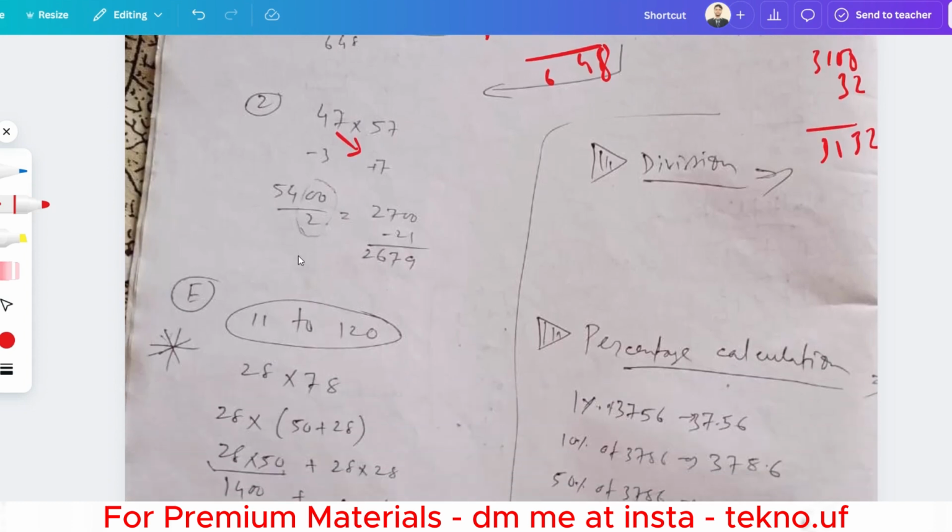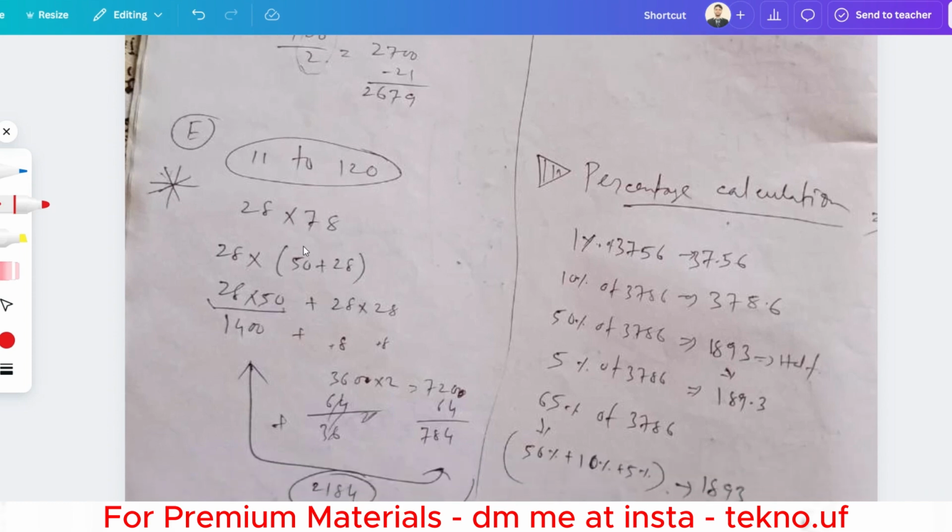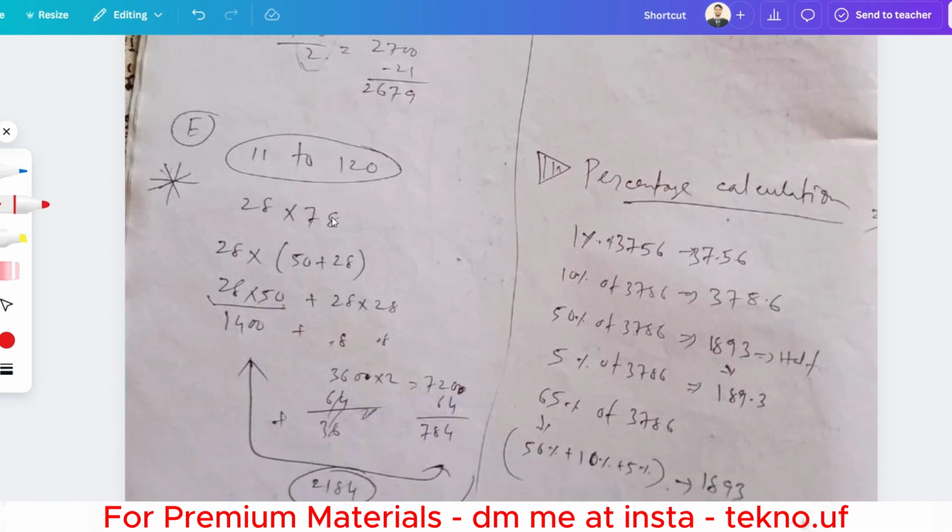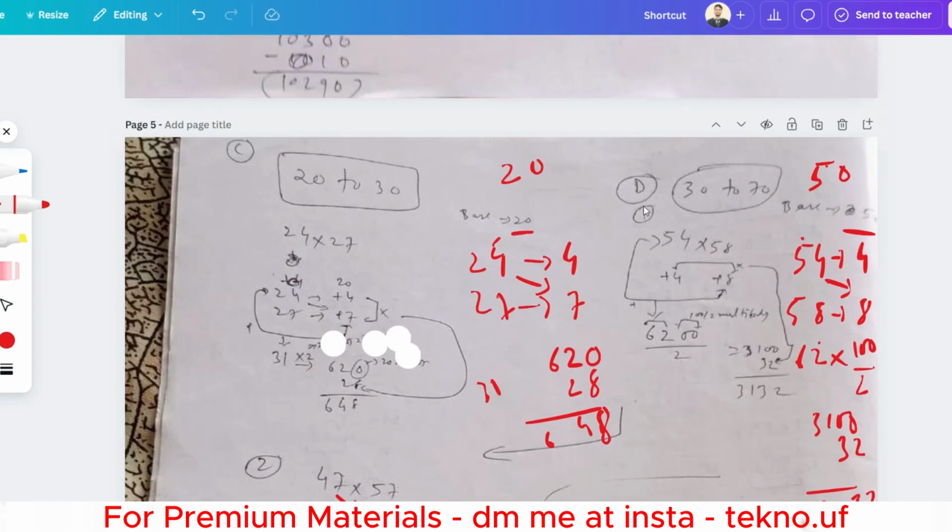Okay, let me go to the next range, that is 110 to 120. So for 28 into 78, if this number is this, then 28 into 50 plus 28, that means you have to divide this number so that the calculation will be easier. So 50 into 28 is easier to calculate, that is 50 into 2, that is 100, and 8 into 5, that is 40. So 1400 will be the calculation between them. And 28 into 28, this is the range.